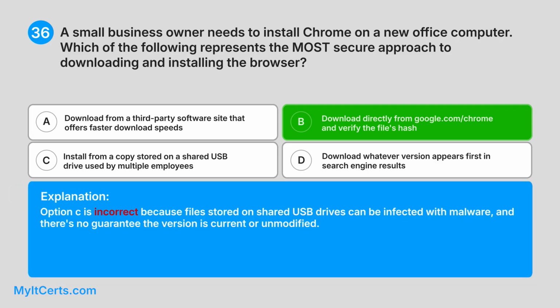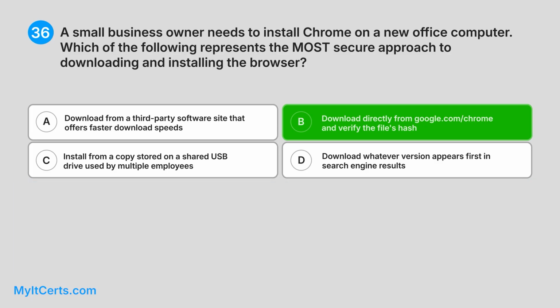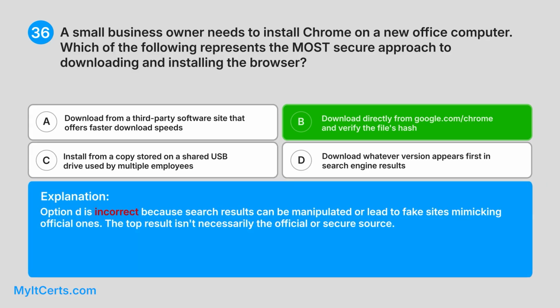Option C. Install from a copy stored on a shared USB drive used by multiple employees is incorrect because files stored on shared USB drives can be infected with malware, and there's no guarantee the version is current or unmodified. Option D. Download whatever version appears first in search engine results is incorrect because search results can be manipulated or led to fake sites mimicking official ones. The top result isn't necessarily the official or secure source.